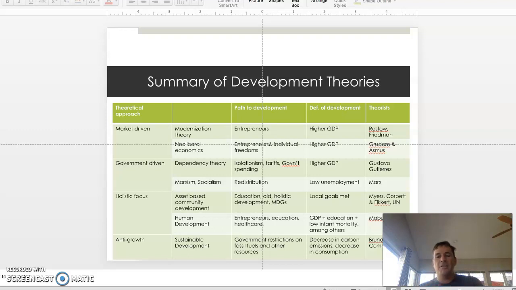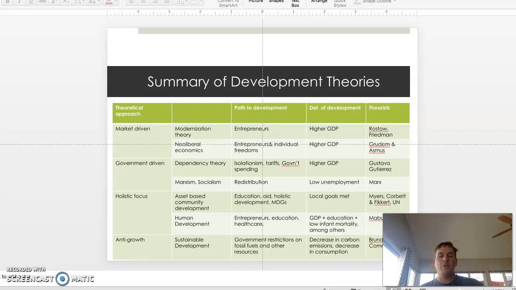There are the government approaches of governments need to either be insular and to create tariffs. This was kind of the Keynesian economics. It was the isolationism of the 1970s and 80s under structuralism. And Gustavo Gutierrez, as a liberation theologian, was one behind this, as well as Karl Marx. The notion that the government needs to control how this is done.